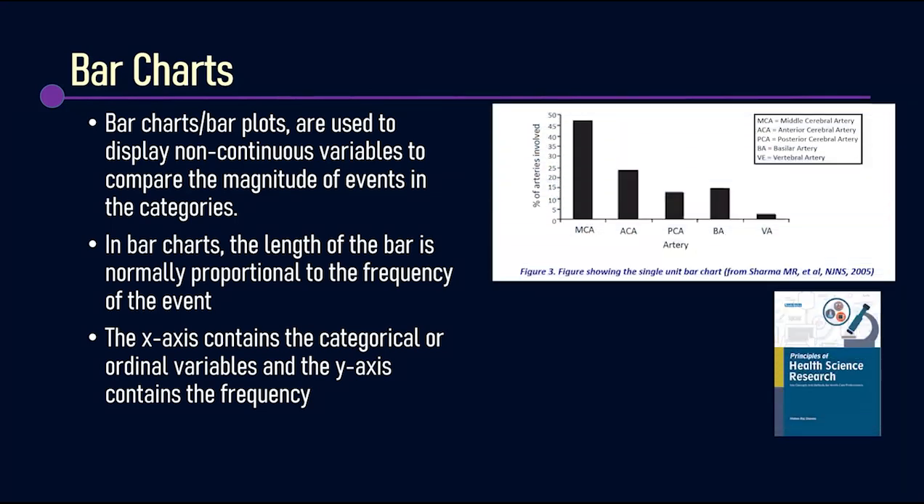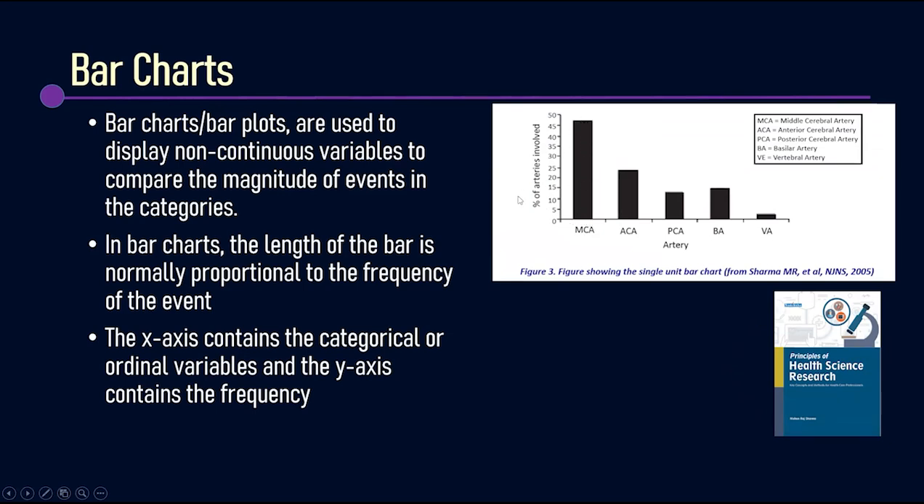Let's see this example, which I took from this book. Figure 3 shows a single unit bar chart. In this, the x-axis shows the artery involved in vasospasm: MCA, ACA, PCA, BA. These are the categorical variables, and it shows the percentage of the arteries involved. How frequently is MCA involved in a set of patients? For example, in 100 patients, what is the percentage of MCA involved?